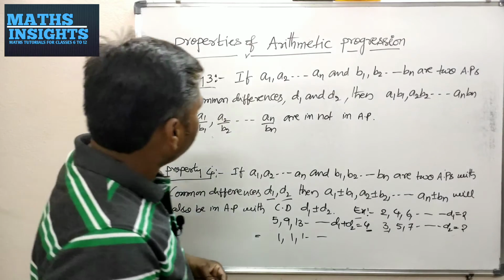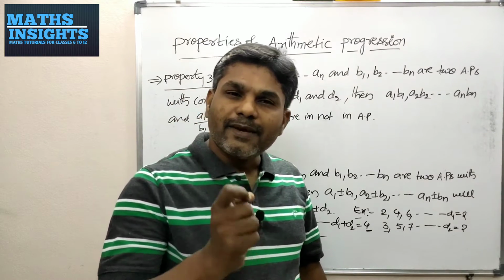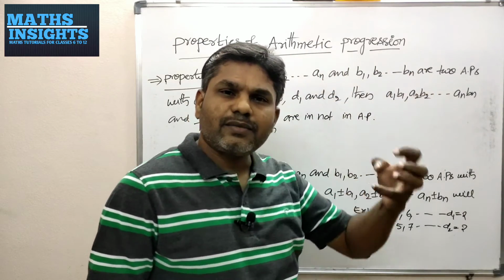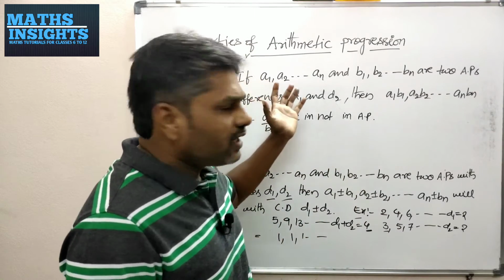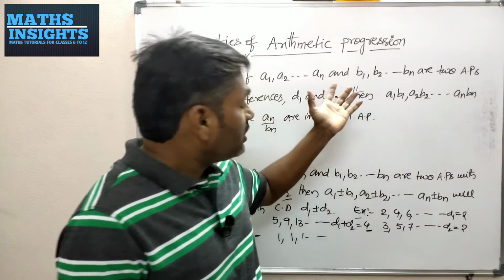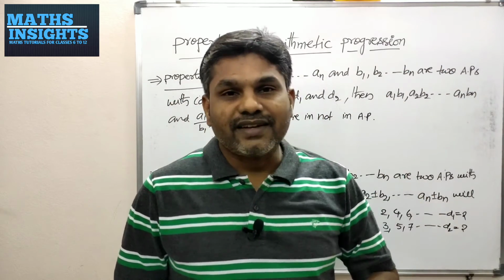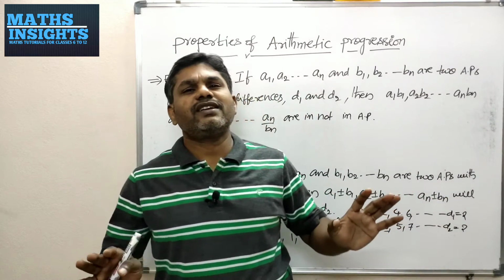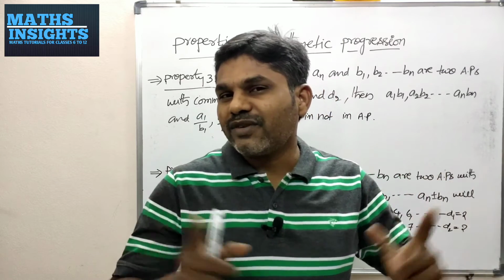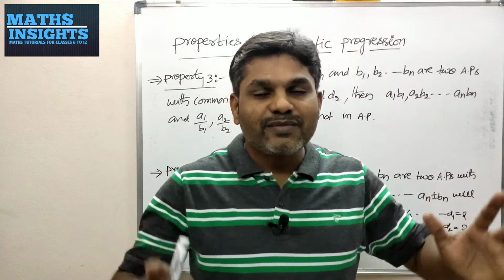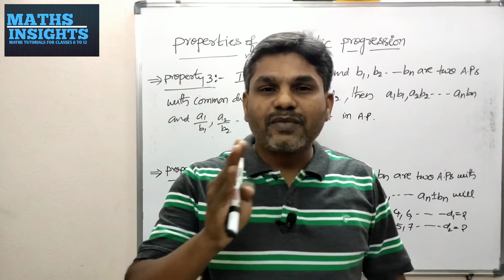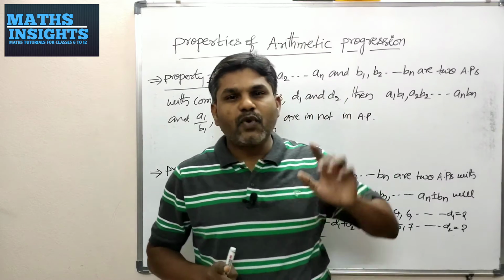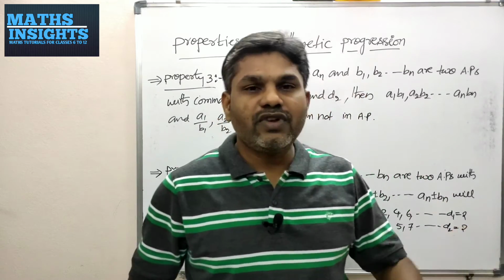That is a constant arithmetic progression. Coming to property number 3. This is very important, my dear students. Keep focus on it. I am taking two different arithmetic progressions whose terms are A1, A2 and so on, AN, and B1, B2 and so on, BN. Now I am going to multiply or divide the corresponding terms of the two APs. Keep in mind the results will not be in AP. In addition or subtraction, they will be in AP. But if you multiply or divide the corresponding terms of two APs, we will not get an AP.